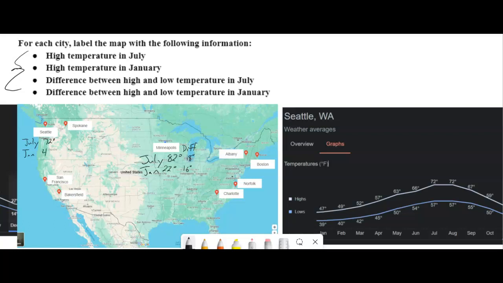January, 47 degrees. And then the difference in July is 72 minus 57, so that's going to be 15 degrees. And in January, I'll label that just so we know where we're at. In January, I've got 47 minus 39. Okay, and so that's going to be 8 degrees.